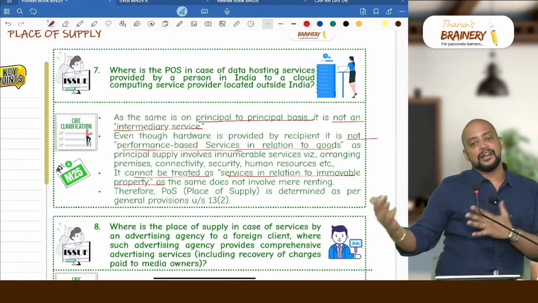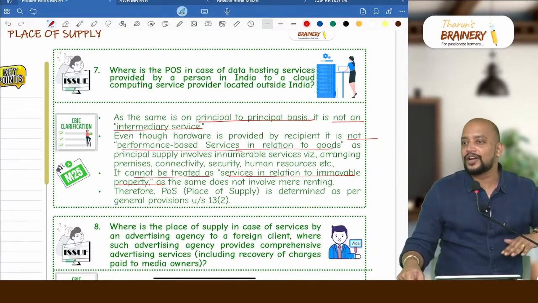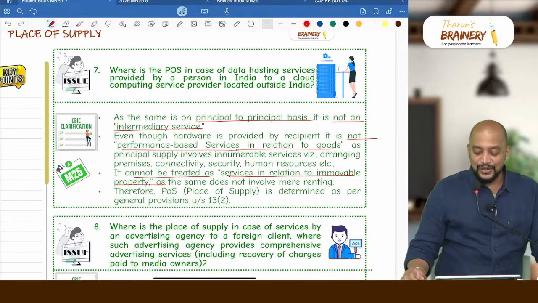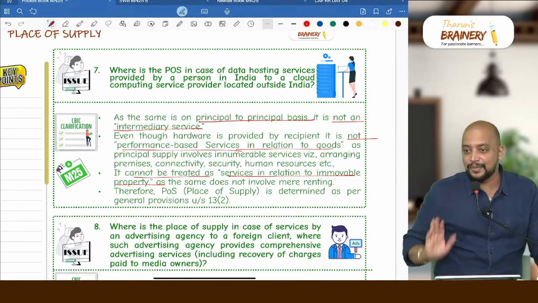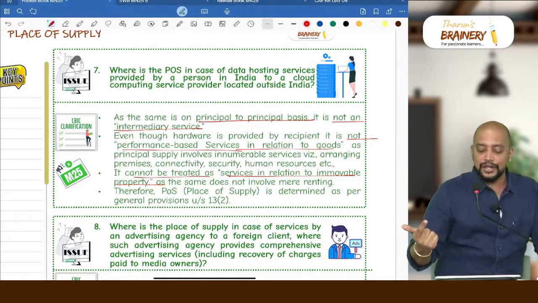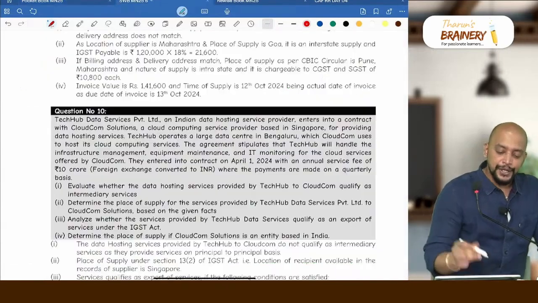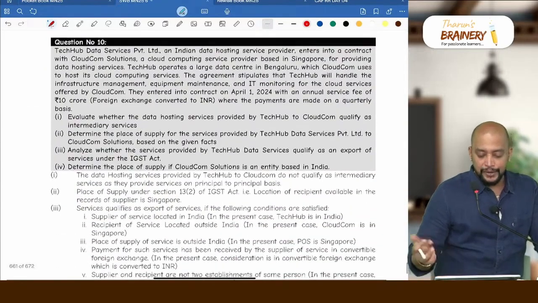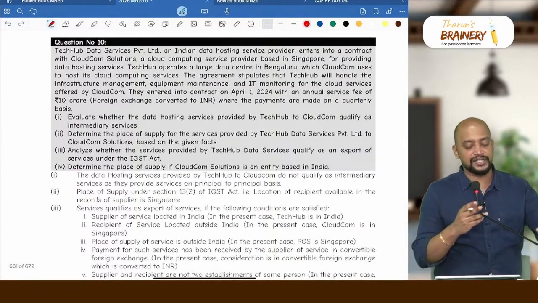Consequently, it is general provisions. Okay, the conclusion is that it is general provisions. So the location of recipient will be taken as the place of supply, but the reasoning you need to write. You can see one question related to this, how you may get a question. I have just given.